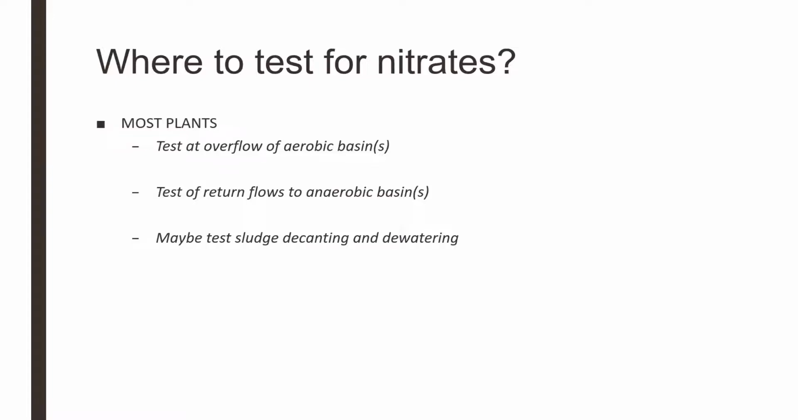So where do you want to test for nitrates? For most plants, you're going to be testing at the overflow of aeration basins, so your aerobic basin. You'll also be testing return flows to anaerobic basins or anoxic basins, depending on how your plant is designed. And you maybe will also be testing your sludge decanting and dewatering for the presence of nitrates returning to your plant.